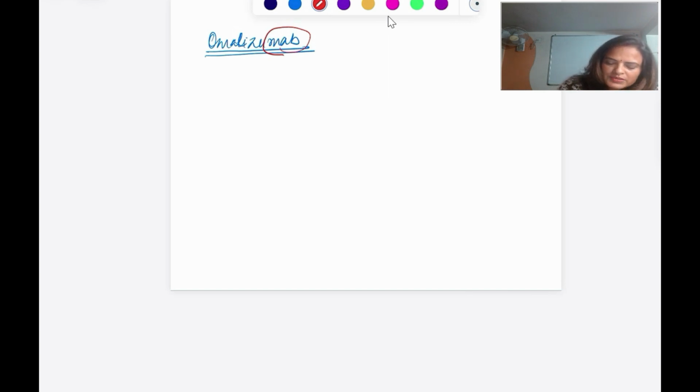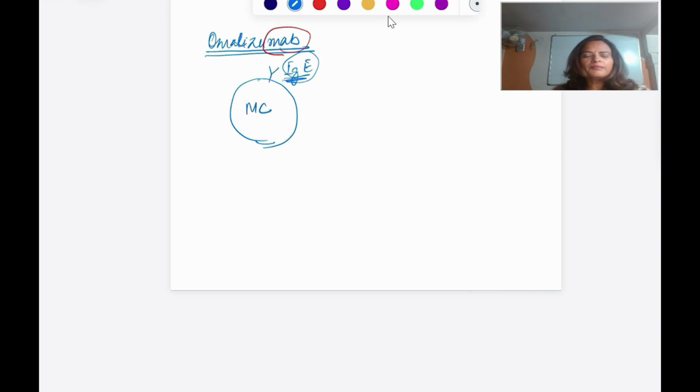So usually what happens on the surface of the mast cell, these IgE antibodies are going to bind. So this drug is going to inhibit the binding of the circulating IgE antibody which comes and binds with the mast cell. So number one is, it is going to inhibit the binding of IgE antibody on the mast cell.